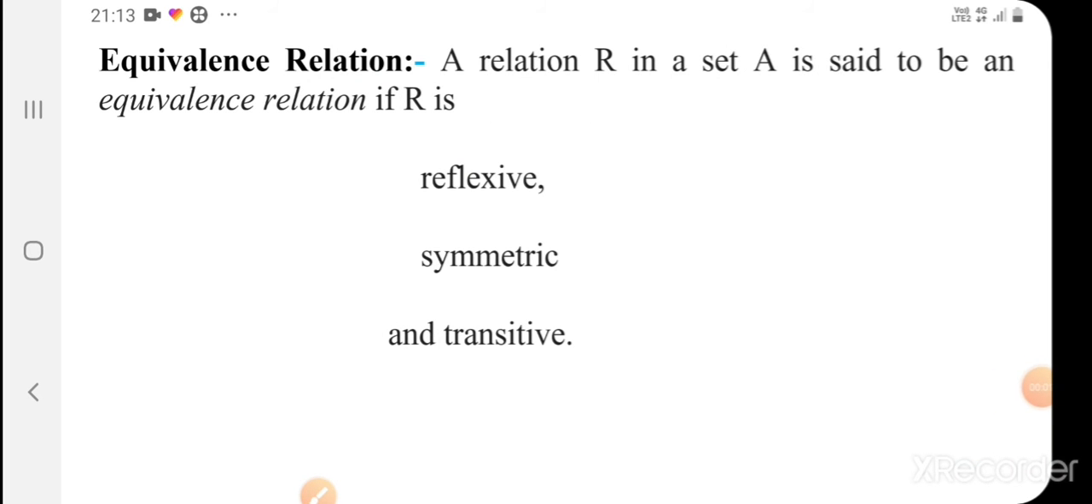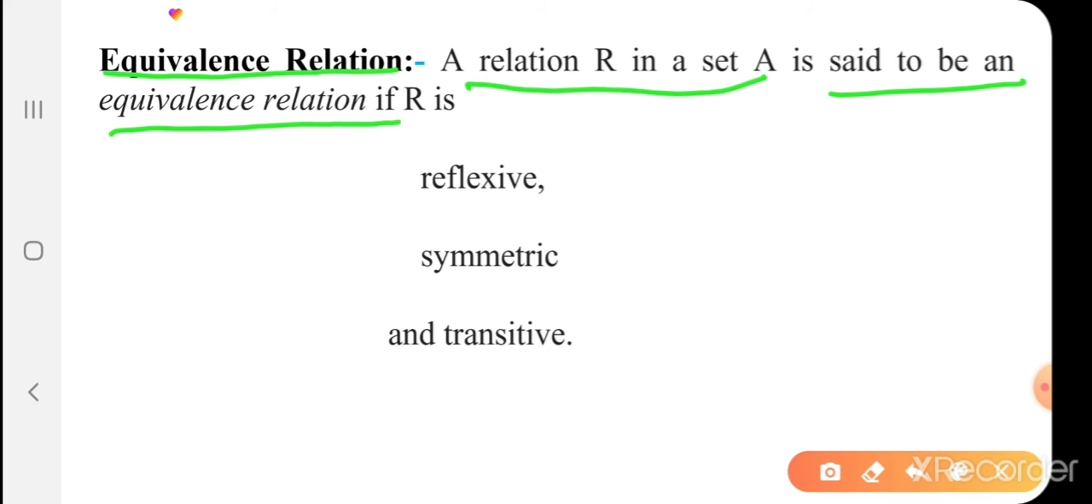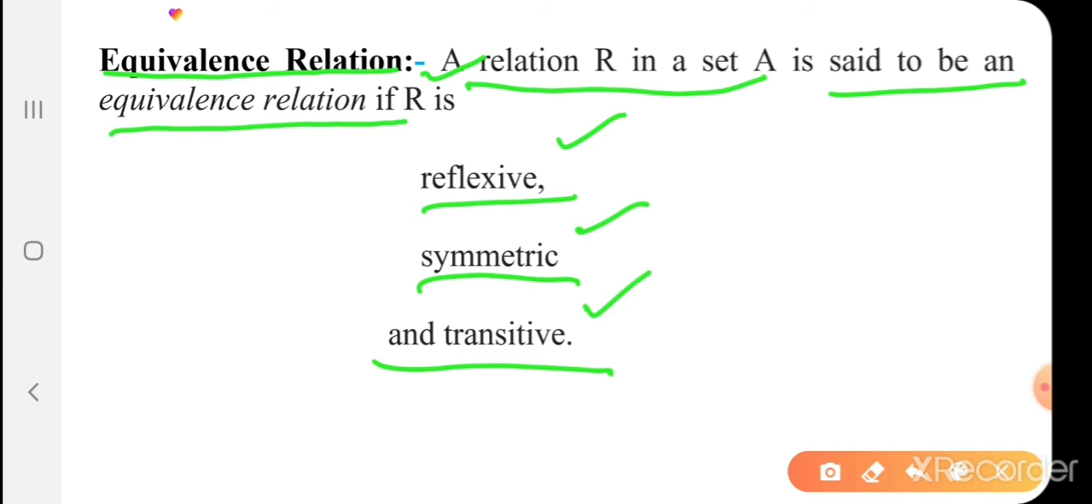The equivalence relation. A relation R in a set is said to be an equivalence relation if the relation R is reflexive, symmetric and transitive. If the relation satisfies all these three properties, then we say the relation is an equivalence relation.